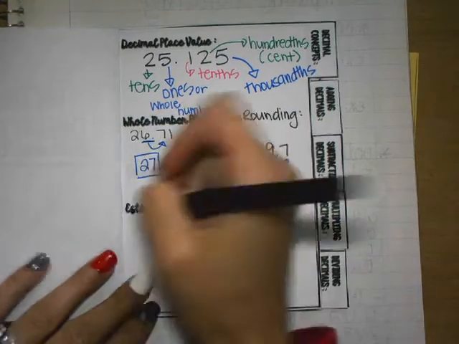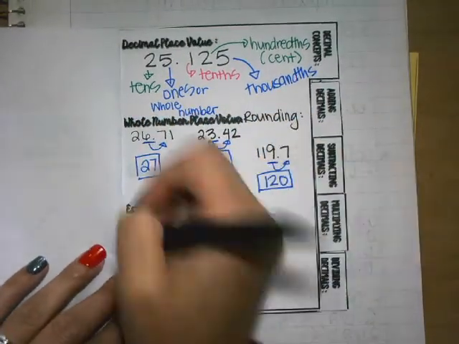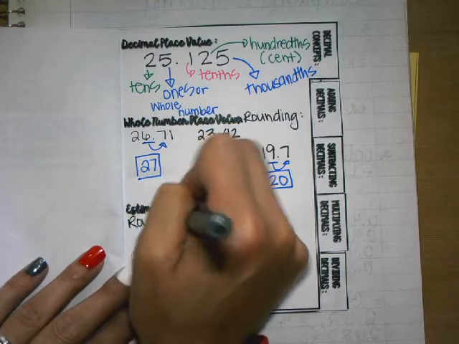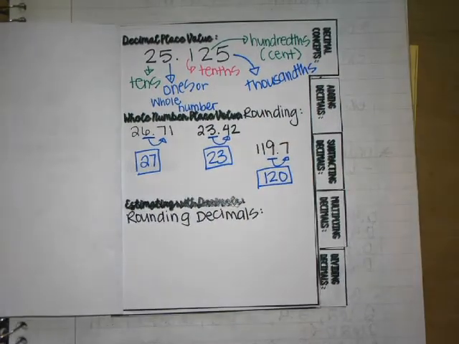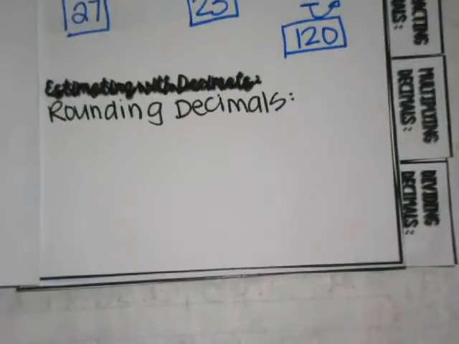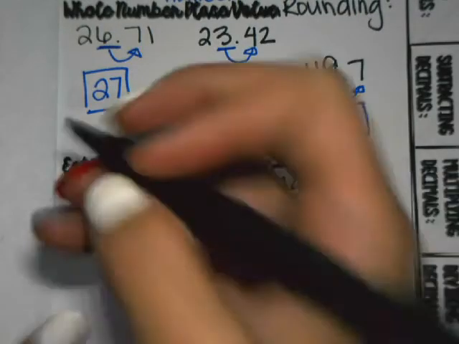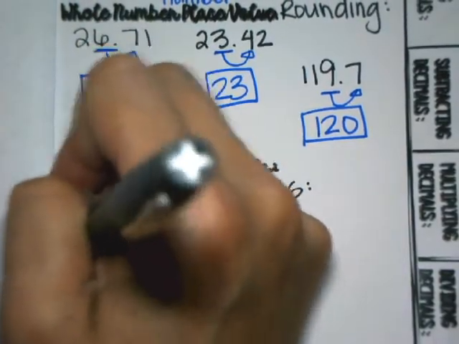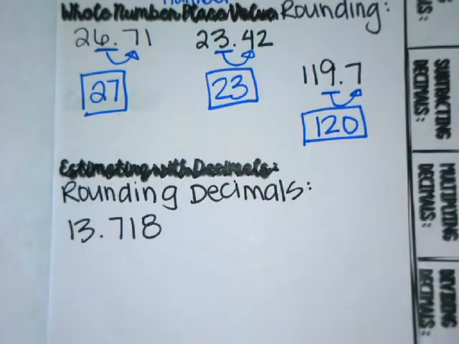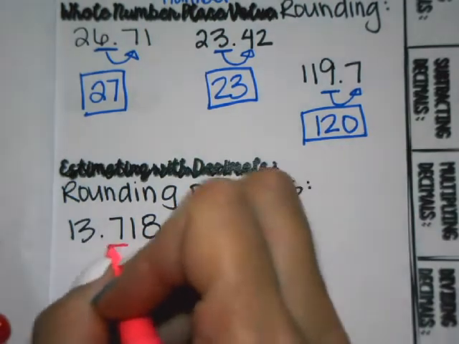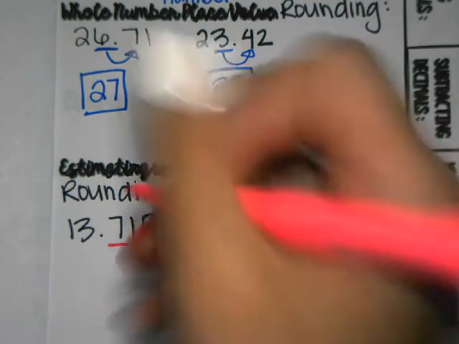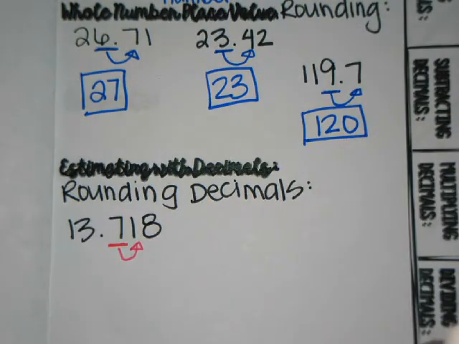Okay, let's do a couple of rounding questions with decimals. So I'm just going to scratch that part out, and I'm just going to label it rounding decimals. Zoom in a bit here. Okay, so if I want to round decimals, let's say I give you the number 13.718. I want you to round this number to the nearest tenth. What number is in the tenths place? What number, everyone? So I underline that 7. The 7 looks at what number? And the 1 tells the 7 to go up or stay the same.